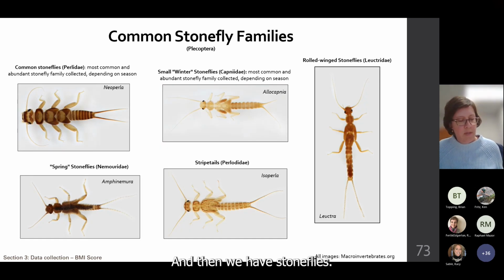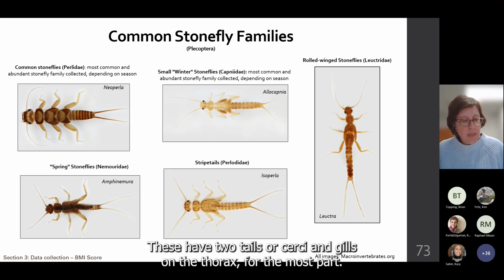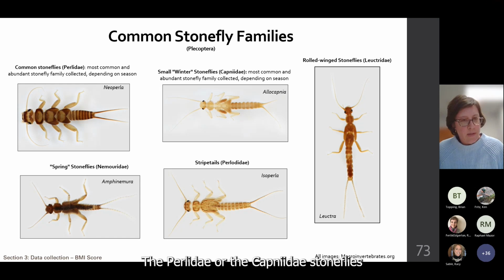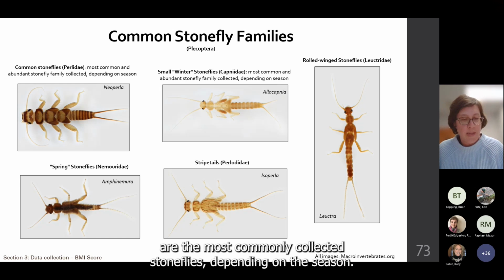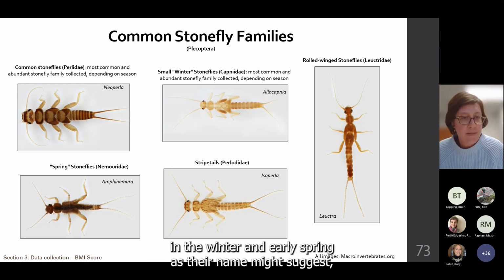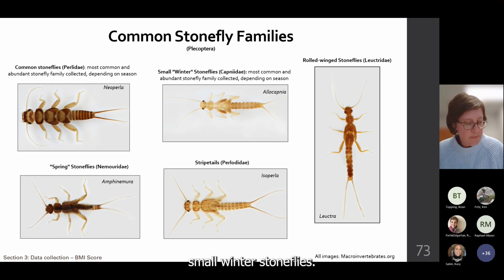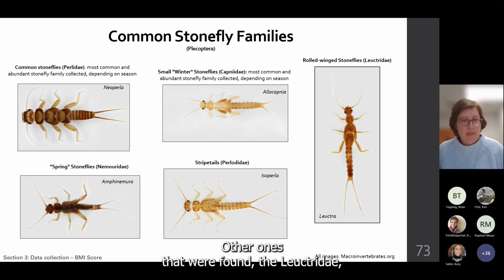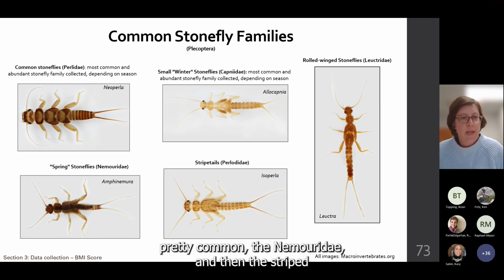And then we have stoneflies, the order Plecoptera. These have two tails or cerci and gills on the thorax for the most part. The perlid or the capniid stoneflies are the most commonly collected stoneflies depending on the season. The capniid stoneflies were most common and abundant during sampling events in the winter and early spring, as their name might suggest, small winter stoneflies. Other ones that were found, the Leuctridae are pretty common, the Nemouridae, and then the striped tails, the Perlodidae.